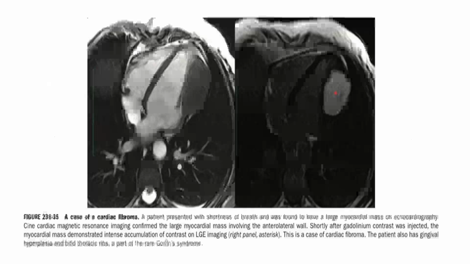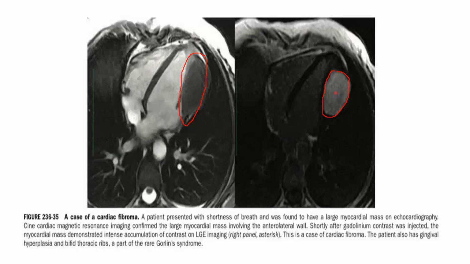This is a case scenario in which a patient presented with shortness of breath, gingival hyperplasia, and bifid thoracic ribs. The echocardiography done showed a large myocardial mass. So CMR was done and showed a large myocardial mass involving the anterolateral portion of the heart. The late gadolinium enhancement study was done, and there was found to be intense uptake of the contrast agent, and this was proved to be a cardiac fibroma. And with the clinical picture, it fits into Gorlin syndrome.